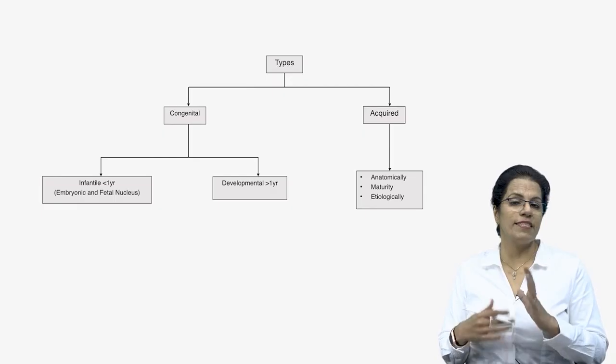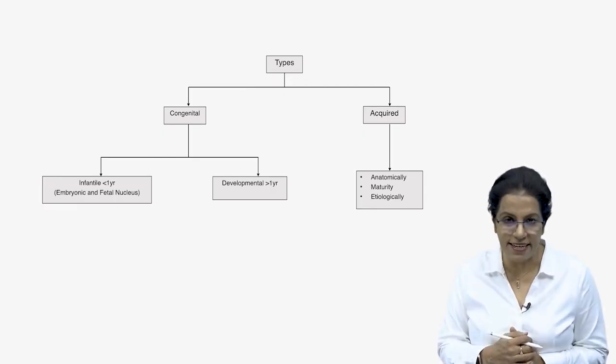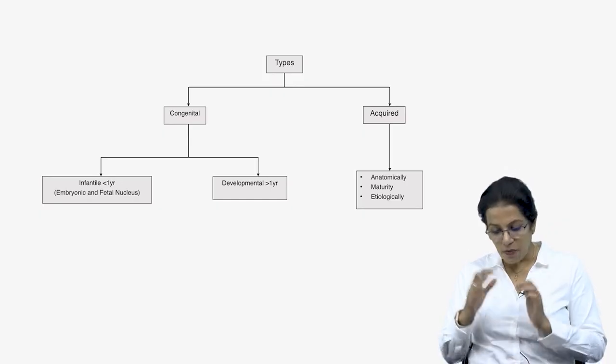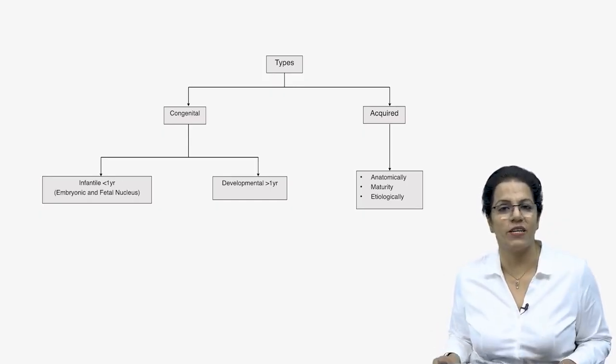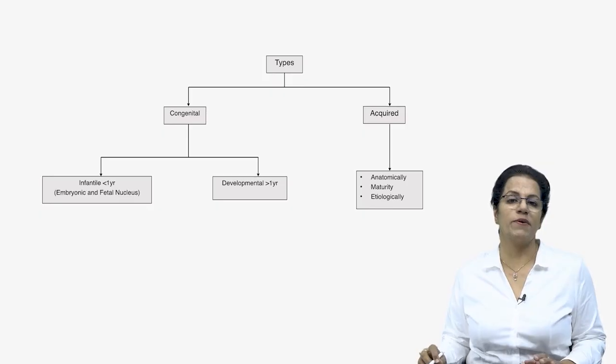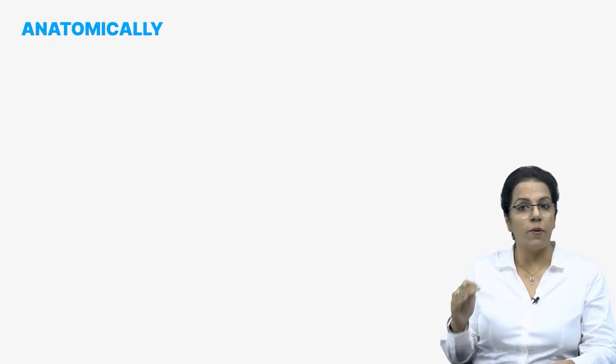Okay, so that was about the details around congenital cataract that can be asked in exam. Now we will talk about acquired cataract. So let's talk about acquired cataract. How do you classify an acquired cataract anatomically? Now what does it mean?